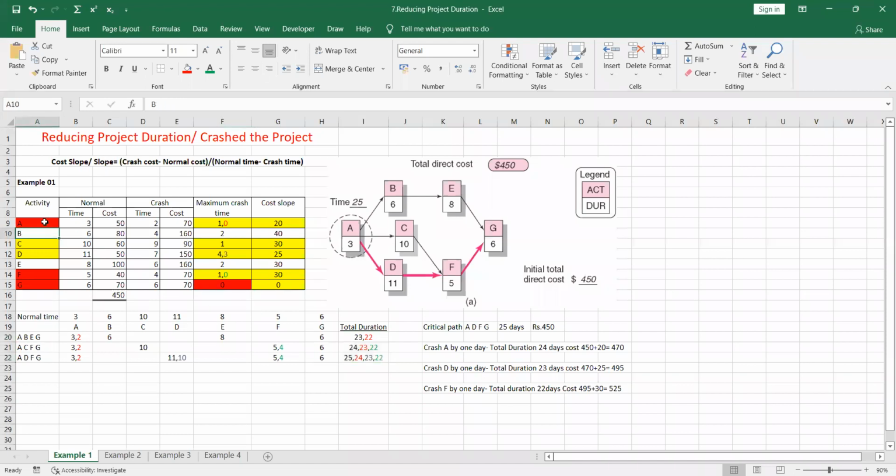A, B, E, G. G is already crossed, right? A, C, F, G. A, D, F, G. So all of these now become the critical path. And now we know we have already cut A, F, G.